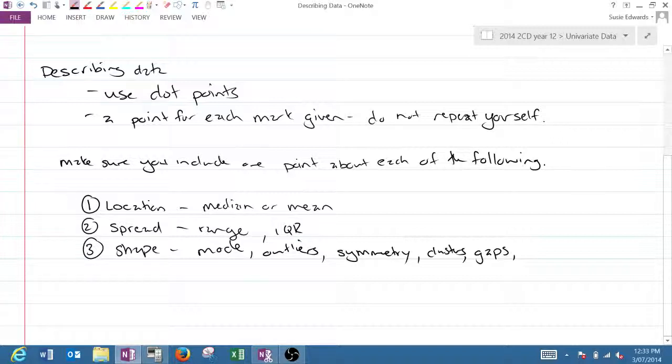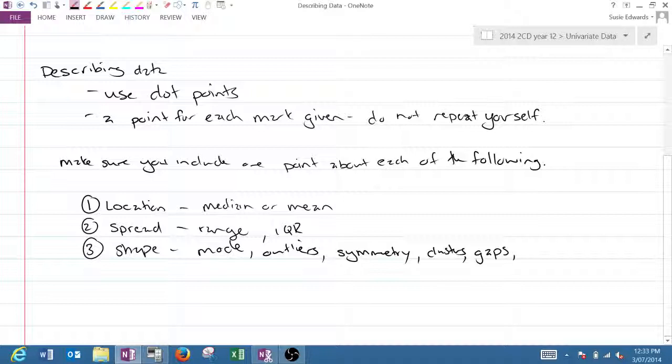Now, just be careful because a lot of the time people only stick with shape. So they tell you the mode, they tell you an outlier, they tell you that it's got symmetry and that there's a gap. And if you do that, you're not going to get full marks because you need to show a range of different things. So one of each. So location, so maybe you'd find the mean. Like median's probably easier. Find the median, find the range, talk about the outlier and the mode. That's 4 different points. Okay, so you need to have a range of them. And that's it.